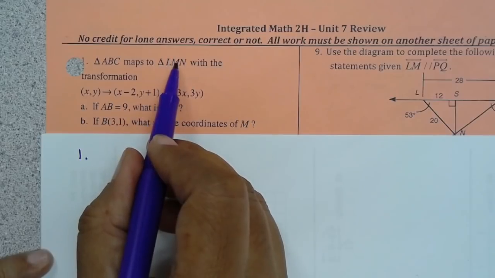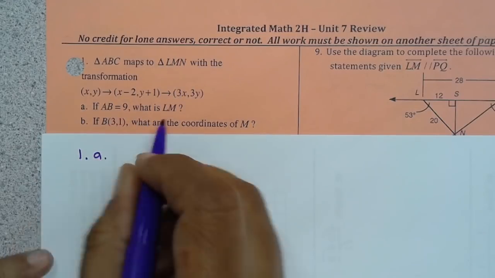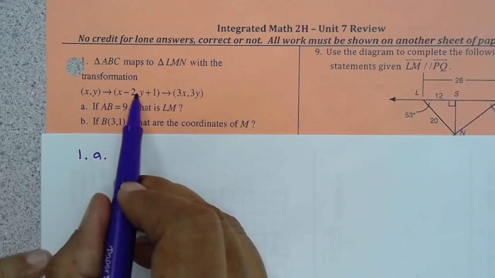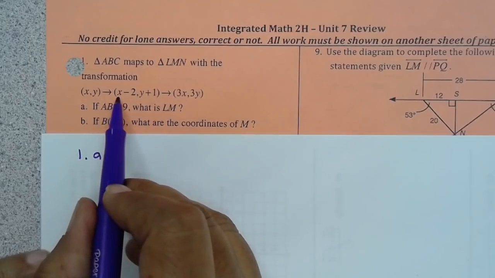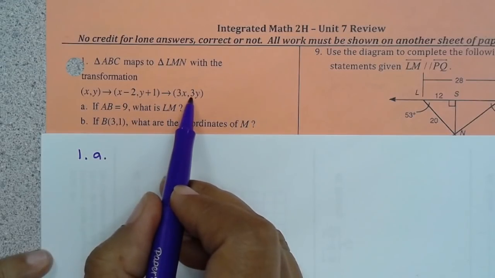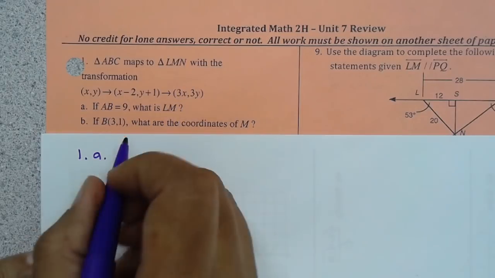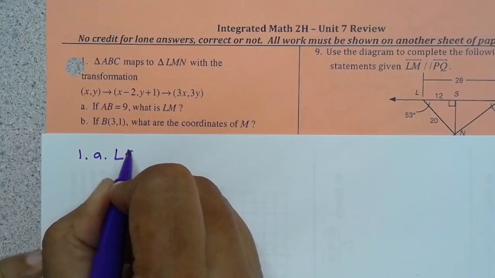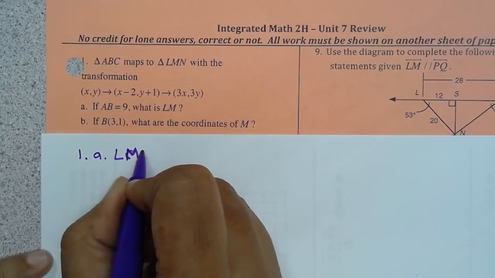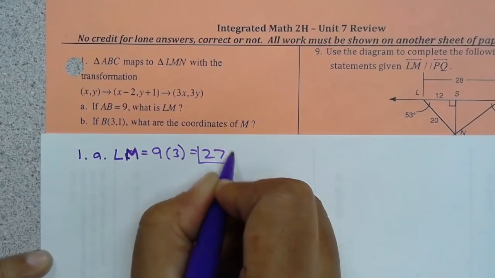Keep in mind AB is from the first triangle, and we are going to see what would be the new length in triangle LMN. So if you take a look at the transformation, this first transformation just moves it to the left 2 and up 1. It doesn't change the size of the triangle. What changes the size is this dilation. This dilation tells me it's going to be 3 times its size. So to find LM, it's basically taking 9 and multiplying it by 3, which gets you 27. It's 3 times its size.